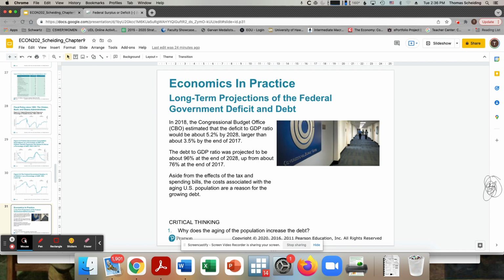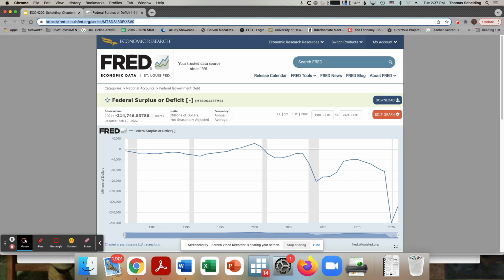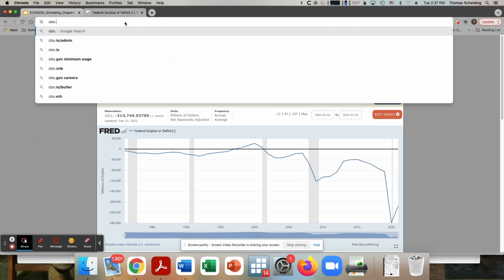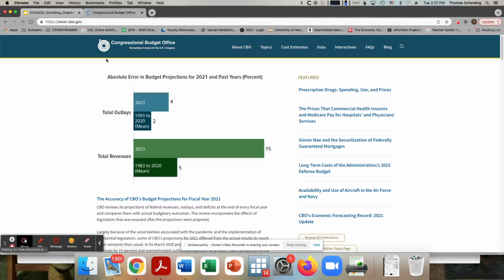Now, the government agency in charge of projecting what the deficit's going to be in the future is the Congressional Budget Office, or the CBO. And right now, and this is all before COVID-19, we could try to update this. Let's see. That's the website.